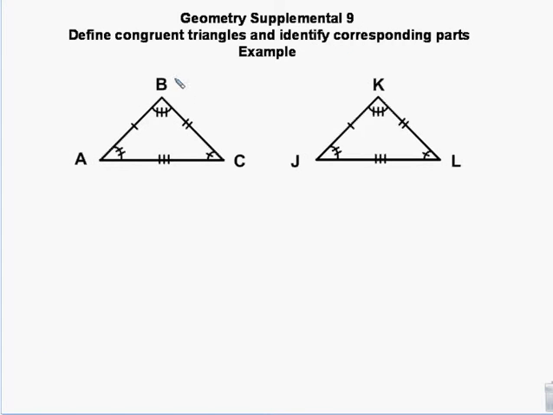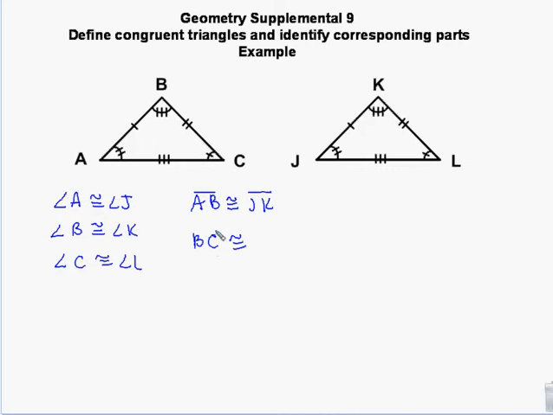Okay, so we're going to identify all of the corresponding and congruent parts. So when I look at this, angle A is the same as angle J. Angle B is congruent to angle K. Angle C is congruent to angle L. AB is congruent to JK. BC is congruent to KL. And AC is congruent to JL. Okay. And then we have that triangle ABC is congruent to triangle JKL.